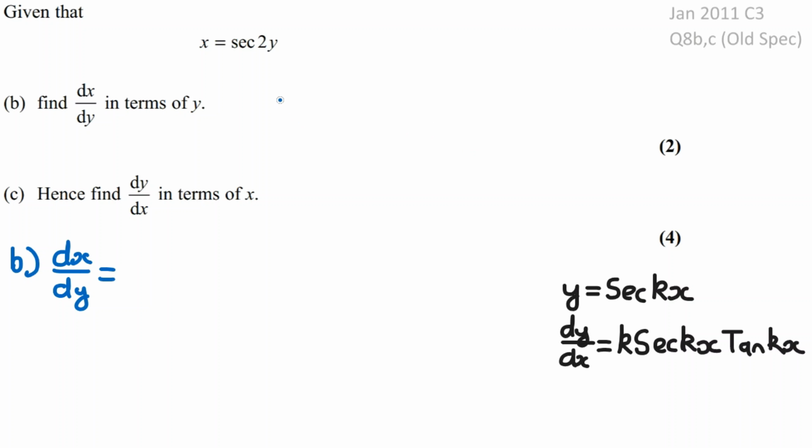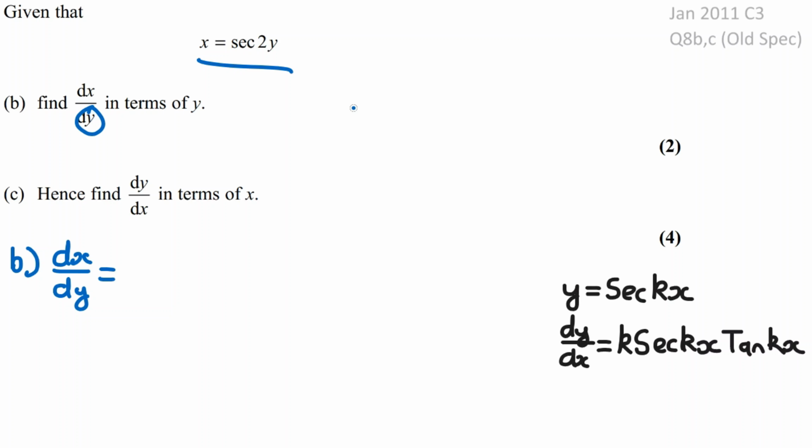Now, we've actually already done this technique when we proved the derivatives of the inverse trig functions. But for this question, we're told that if x is equal to sec of 2y, firstly, find dx over dy in terms of y. Now, remember, dx over dy is the opposite of dy over dx. Basically, the x and the y roles are swapped around, so the y basically becomes the x, and you can think about this like sec of 2x, like this here.